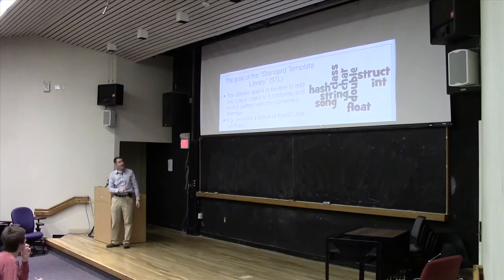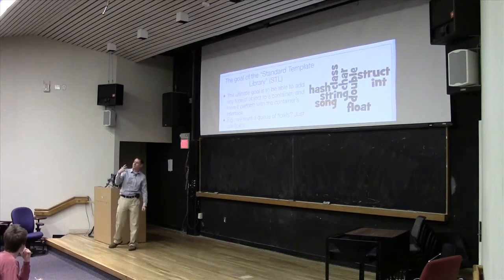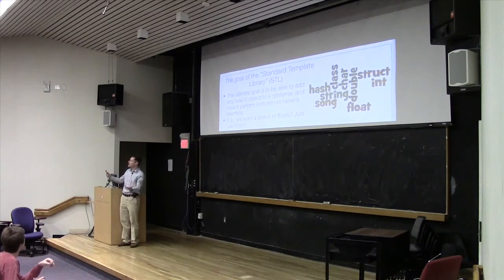If you want to store hashes, or strings, or class objects, or doubles, or structs, or whatever you want, they should be able to be handled by that container object. And by container, I mean the data structure object that we've been talking about, whether it's a queue or a stack or, in our case, a vector that we're going to talk about.